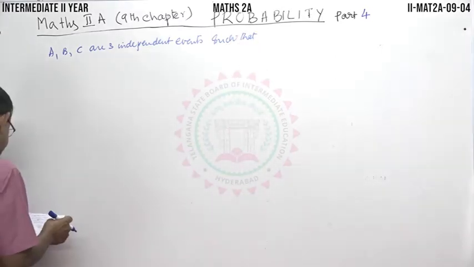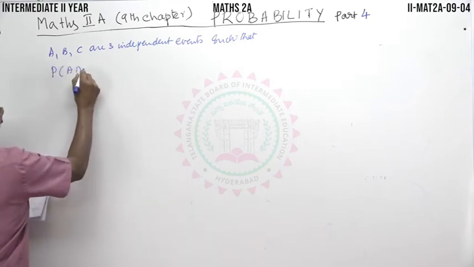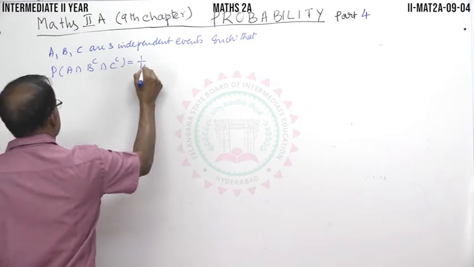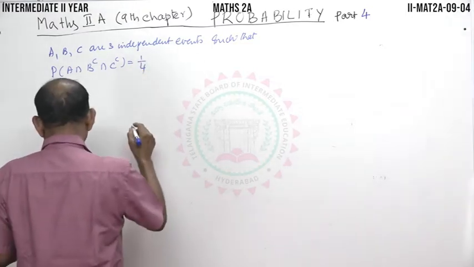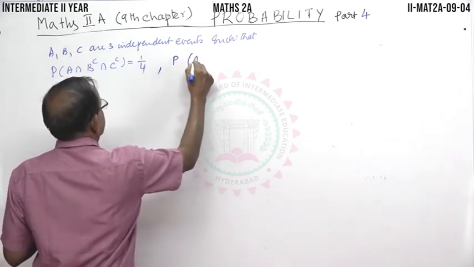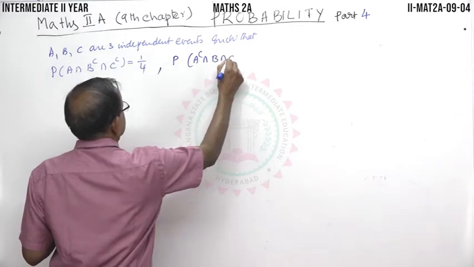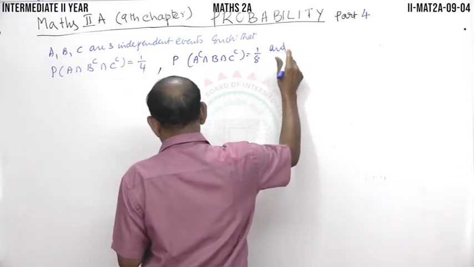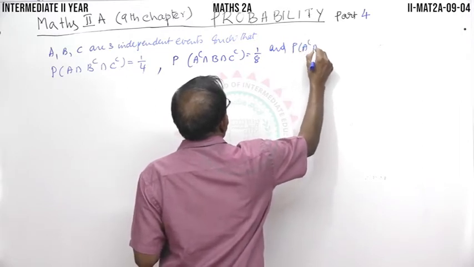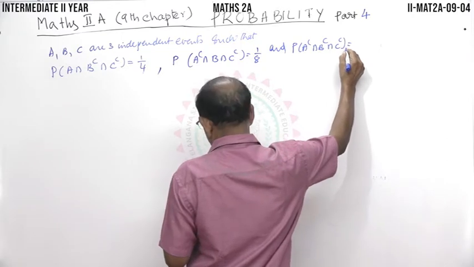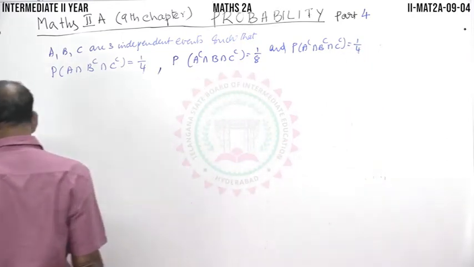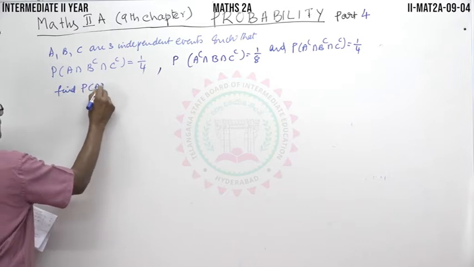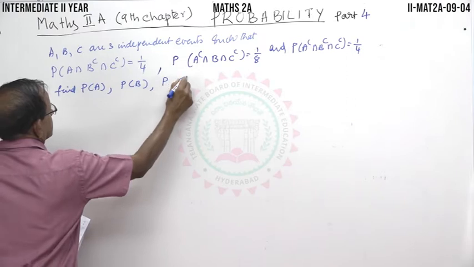P of A intersection B complement intersection C complement is equal to 1 by 4, P of A complement intersection B intersection C complement is equal to 1 by 8, and P of A complement intersection B complement intersection C complement is 1 by 4. Find P of A, P of B, P of C.